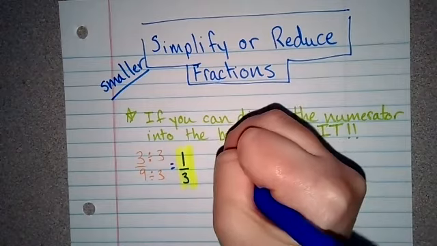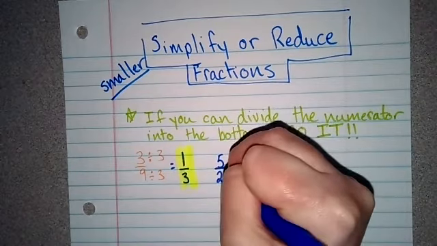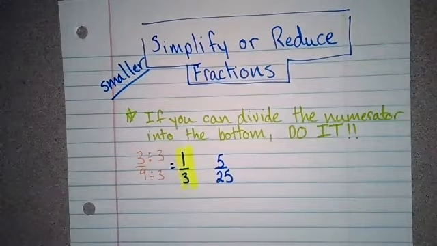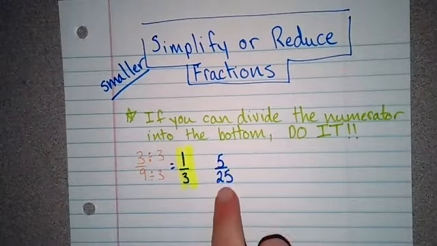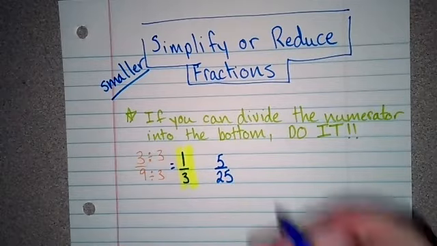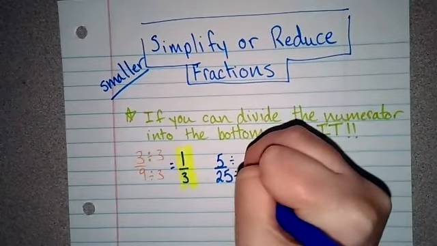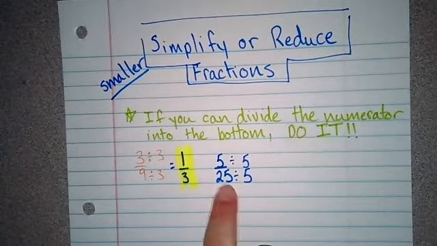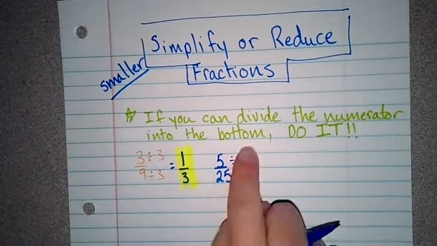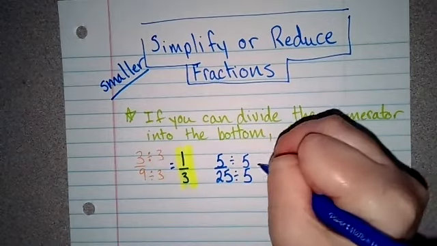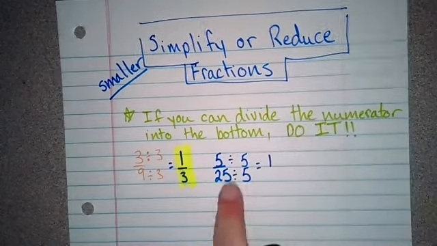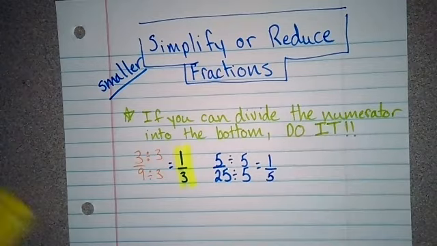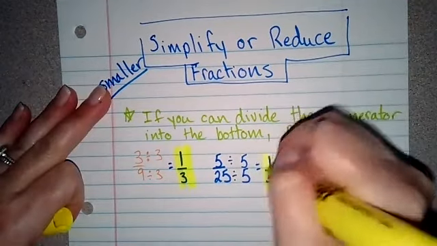Let's say I've got 5/25. Okay, first question you're going to ask yourself right out the gate is, can I divide 5 into 25? If I can, I am done. So divide 5 into both numbers. Since 5 is a factor of 25, just divide both numbers, the numerator and the denominator, by 5. And 5 divided by 5 is 1. 25 divided by 5 is 5. And so it is simplified because now it is 1/5.